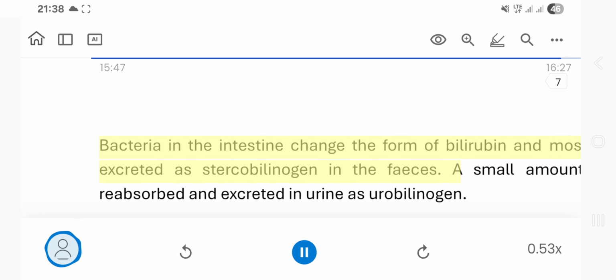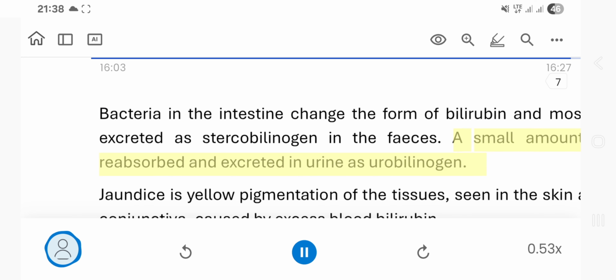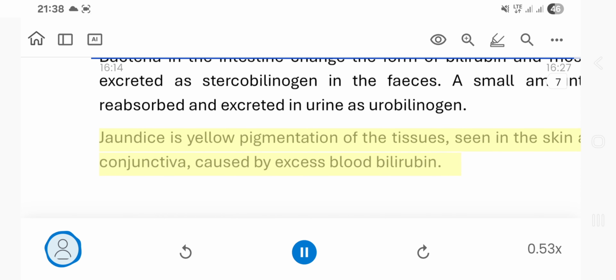Bacteria in the intestine change the form of bilirubin and most is excreted as stercobilinogen in the feces. A small amount is reabsorbed and excreted in urine as urobilinogen. Jaundice is yellow pigmentation of the tissues, seen in the skin and conjunctiva, caused by excess blood bilirubin.